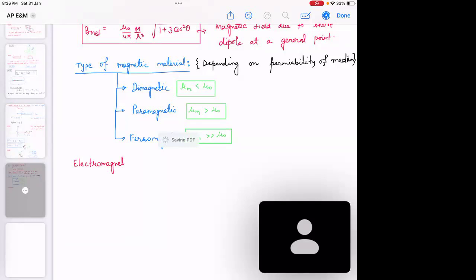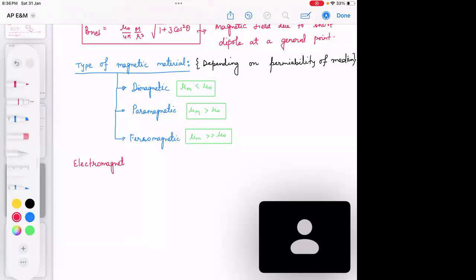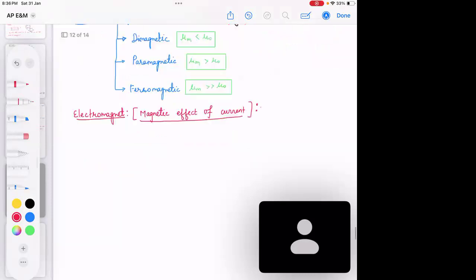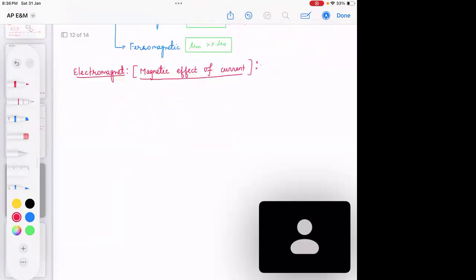So let's discuss the next thing. Now we will discuss the magnetic effect of current. If current is flowing through a conductor, what will be the magnetic field produced by the current-carrying conductor? The first thing we have in the magnetic effect of current is the Biot-Savart law. So what is the Biot-Savart law?